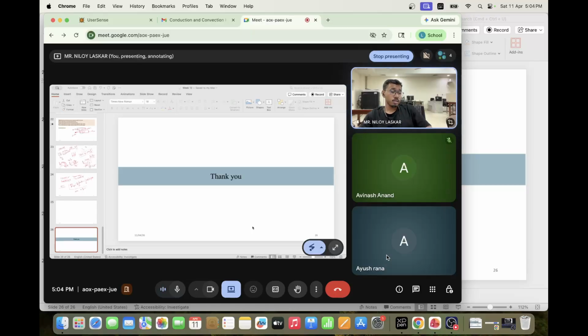And just do not define a term. If someone asks you what is Nusselt number, do not define it directly by formula, like Nusselt number is hD by k. Instead, say what the physical significance is. You try to define it that way, so that will help you to remember in the longer run.